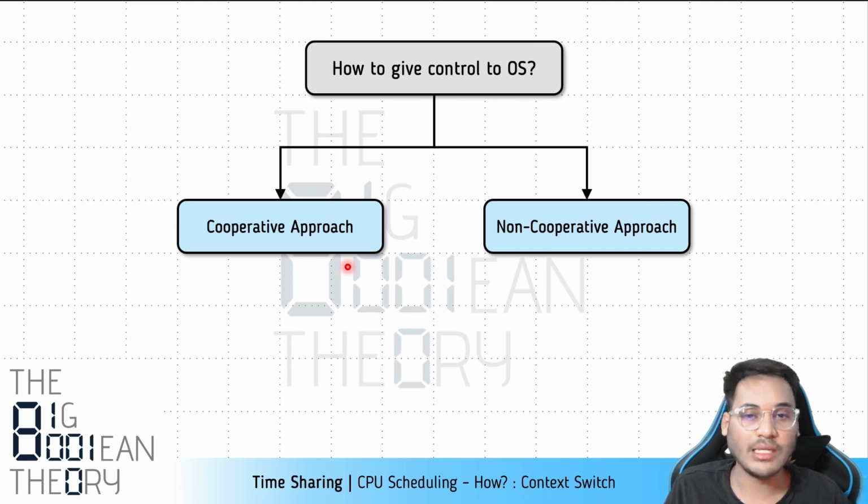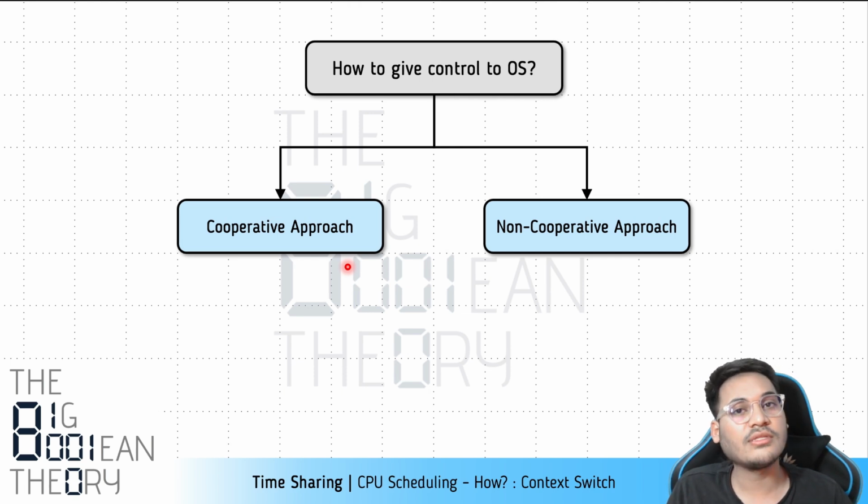We are expecting that the user process will either invoke a system call, or it could cause an exception, in which case the control will be given to the OS, or there could be some kind of device interrupt, which will transfer the control to the OS. This is the cooperative approach. We are relying on the user process to give up the control.